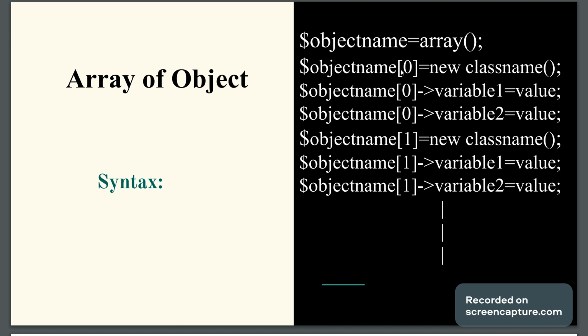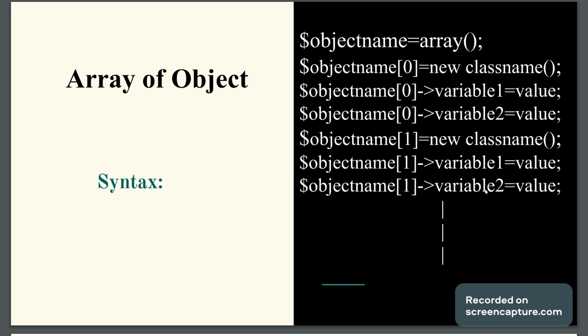So, for the zeroth record, we will create an empty object, and for the zeroth record's first variable we will set a value, and for its second variable we will set a value. As it is an object, we have to increment the index. For the first record, again we have to initialize the memory, and we will assign a value to the first property. Then for the first record we will assign a value to the second variable.